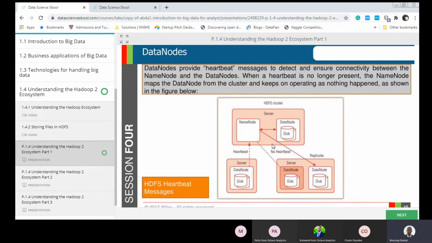So now I'm trying to say, there are different disks. Each data node has multiple disks.